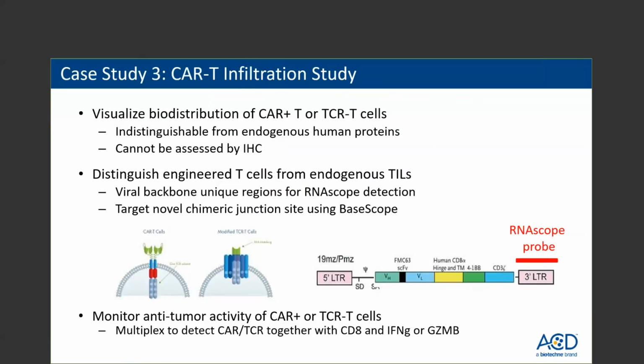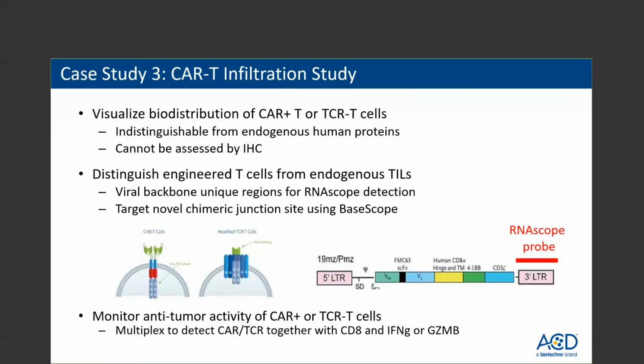What is shown over here is that CAR-T cells or TCR-positive cells, TCR T cells, can be visualized using RNAscope assays. Since both of these are comprised of portions of various human proteins, there is almost no way to distinguish these from endogenous proteins using antibodies. RNAscope technology helps enable the visualization of CAR-T cells and TCR cell distribution in the tumor microenvironment.